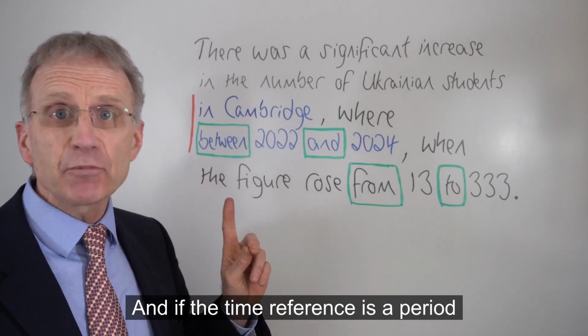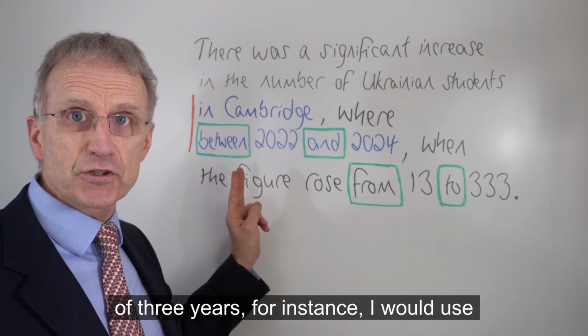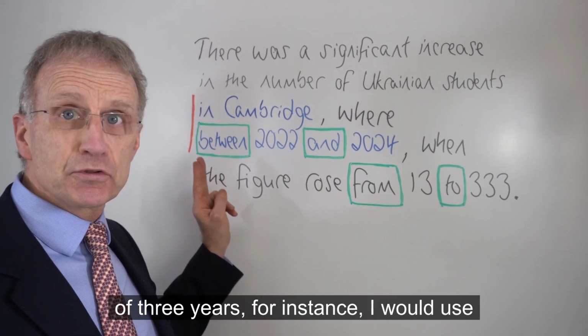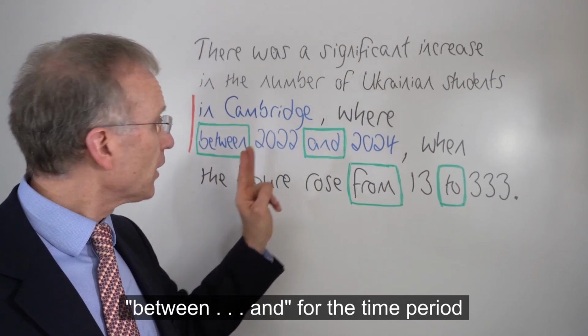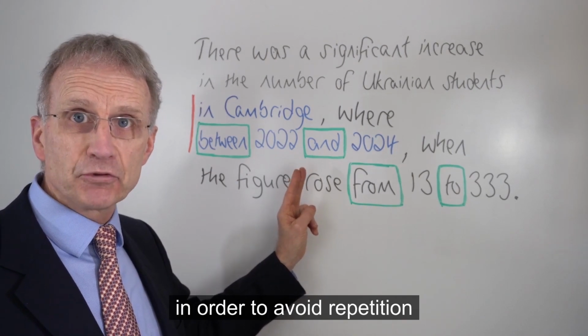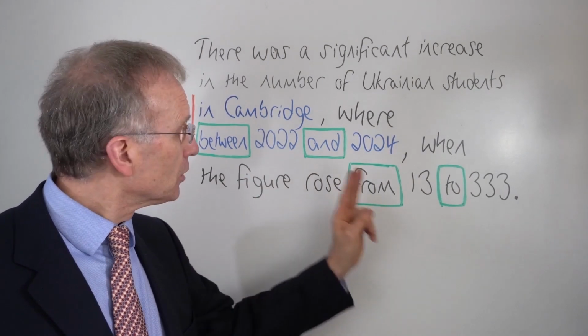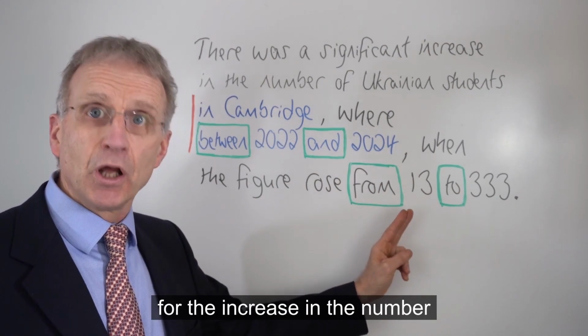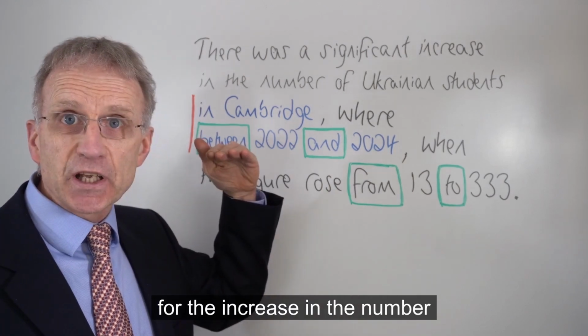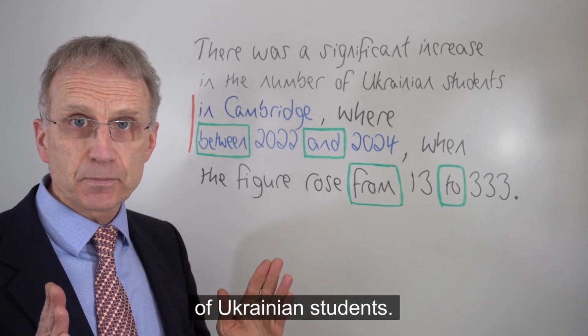And if the time reference is a period of 3 years, for instance, I would use between ... and for the time period in order to avoid repetition, because we need to use from ... to for the increase in the number of Ukrainian students.